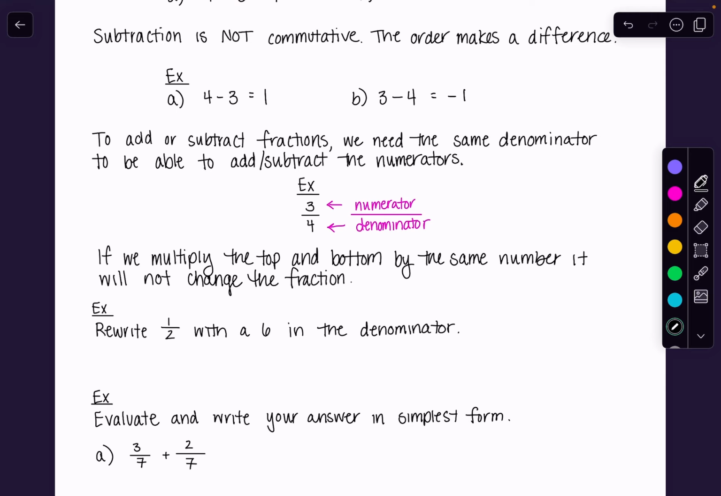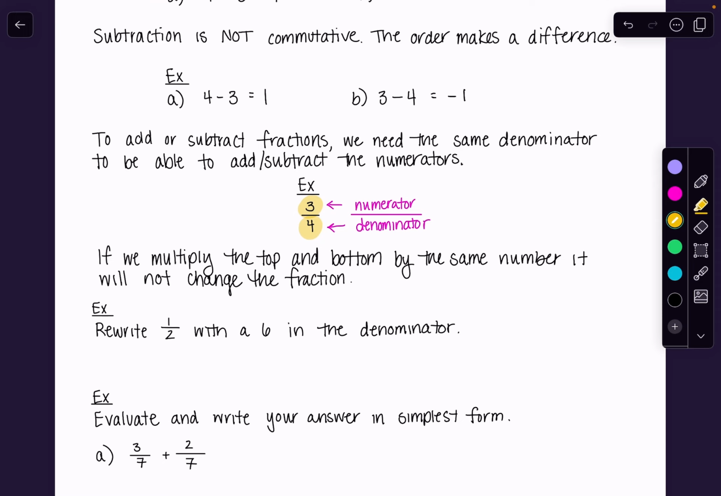So if you want to add or subtract fractions, you need to make sure the denominators are exactly the same. Okay? And all that means is when you have a fraction, you have one number divided by another. The number in the top is the numerator. The number in the bottom is the denominator. So if I want to add two fractions, they have to be talking about the same portion in that denominator.